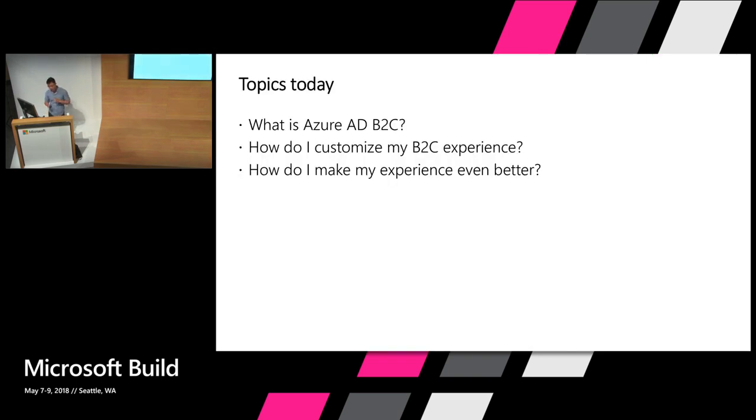So we're going to split the talk into three sections today. The first bit, we'll talk a little bit about what Azure Active Directory B2C can do for you. Then we'll talk about how to customize your B2C experience, and we'll actually go into the portal and I'll customize a policy right in front of you. And in the third part, we're going to talk about how you take that customized experience and then make it even better. You can do a little bit of experimentation and do a little bit of A/B testing, and just make sure that the incremental changes you're making are driving your conversion rates up.